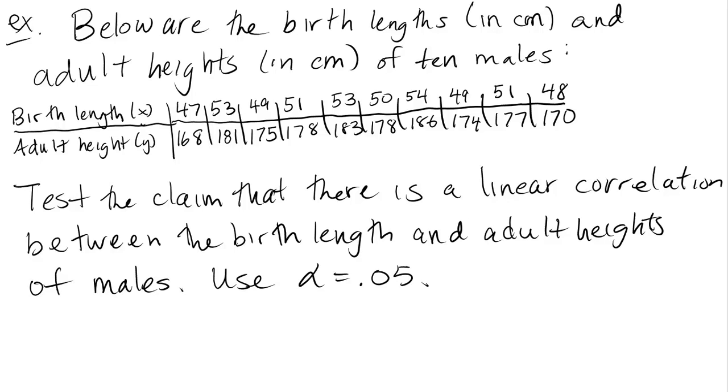Okay, let's go through our 6-step process. Step 1, we're going to determine the hypotheses. In this procedure, the null hypothesis is always the claim that rho is equal to 0, which is equivalent to saying that there is no linear relationship between these two variables, that there's no linear model that would link the birth length to the adult height of a male.